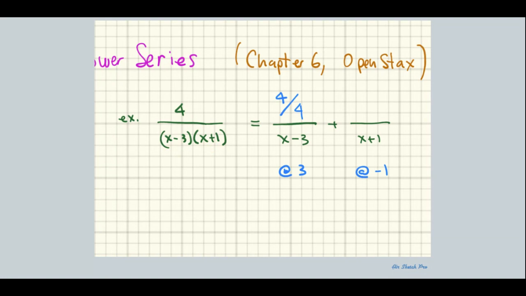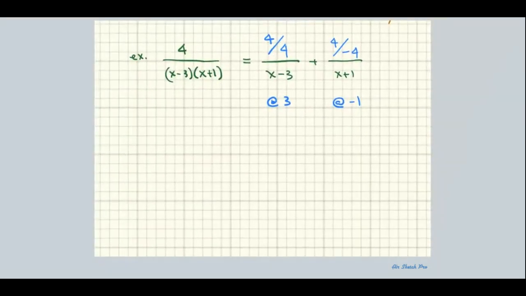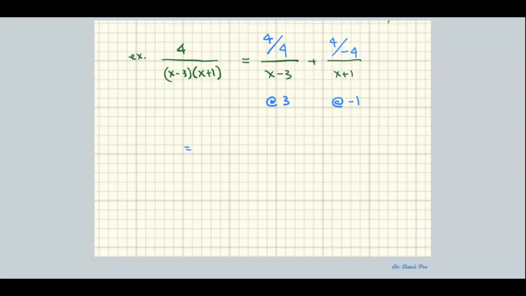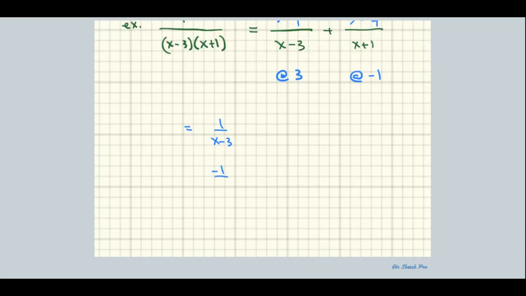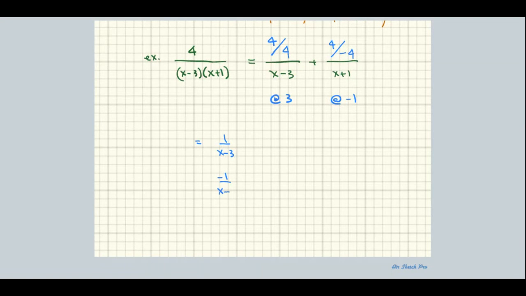At negative 1, and again, I'm going to get 4, the top divided by, now let's look at the bottom, at negative 1, this will give me negative 4, at negative 1, this will give me 0, and you discard the zeros. Yes, you're going to see negative 4, so everybody's ahead of me on this, right? That's cool. So, let's look at this. This is equal to 1 over x minus 3 minus 1 over x plus 1. Okay, and we're going to handle these separately and then add the results.